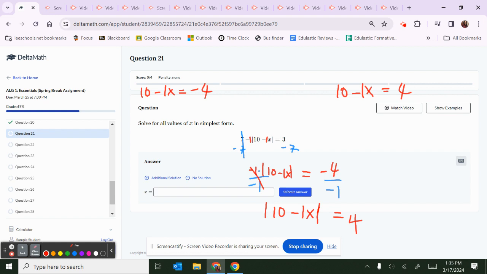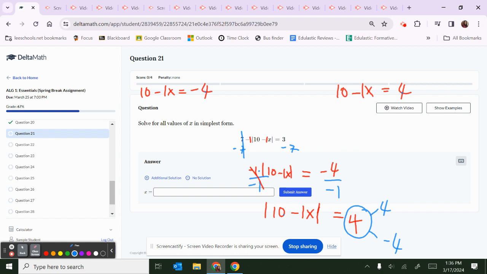Let's take a moment to look at that again. The absolute value means that whatever your solution is could be the positive of that number or the negative of that number. So my equation, 10 minus 1x, could be the positive of that number or the negative of whatever it's equal to.